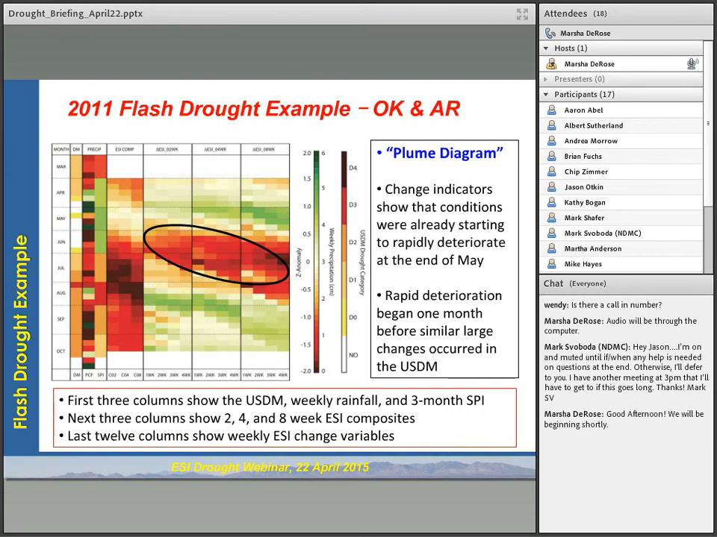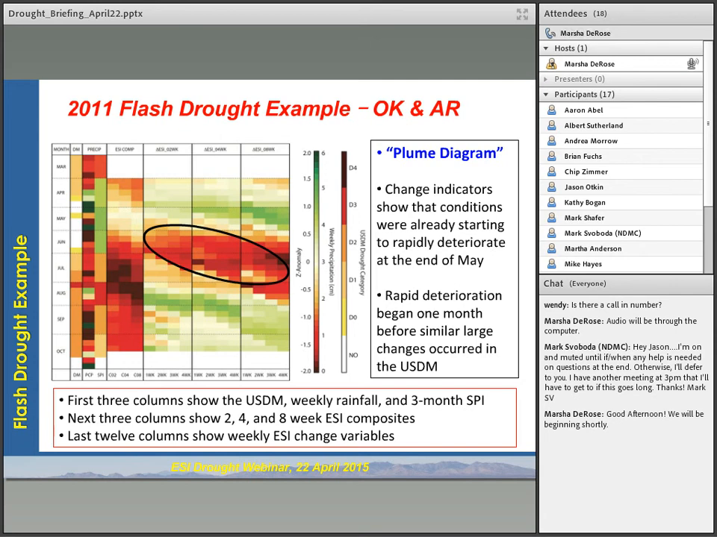Okay, next thing I want to do is to show a new visualization tool that we developed that we refer to as a plume diagram that's used to display information from multiple data sets on the same image. It's organized so that time moves downward from March at the top to the end of October at the bottom. The first three columns show the U.S. Drought Monitor, weekly rainfall totals, and the standardized precipitation index. The next three columns show the 2, 4, and 8-week ESI anomalies.